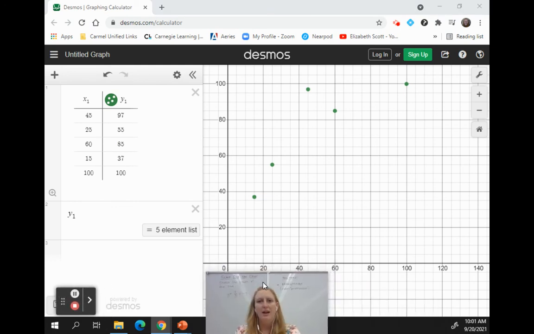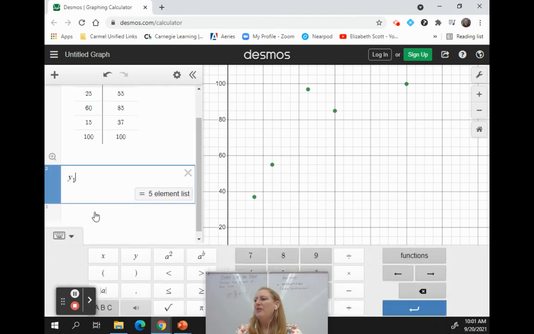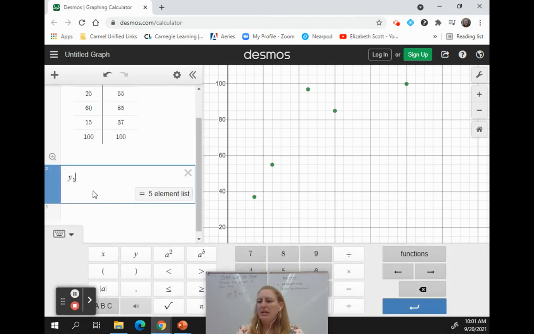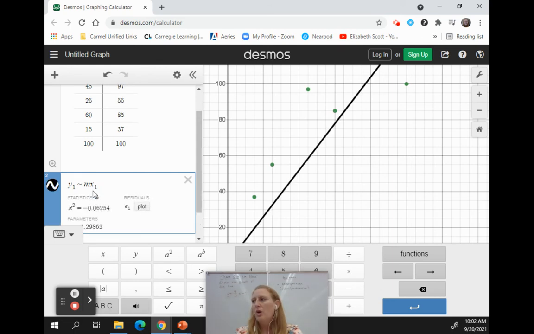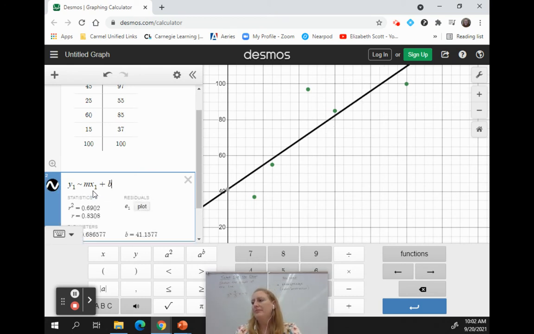I'm going to come back. But if you just type Y1, it'll do it. And then I'm going to hit the little tilde because I don't want to do equals. And then I'm going to type M. And again, I want X sub 1. So if I just type X1, the computer will automatically do that for me, which is so nice of them. And then we'll put plus B.